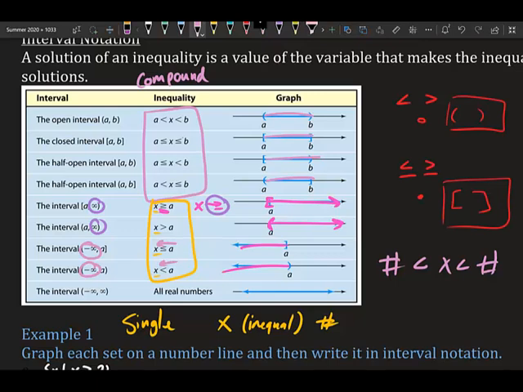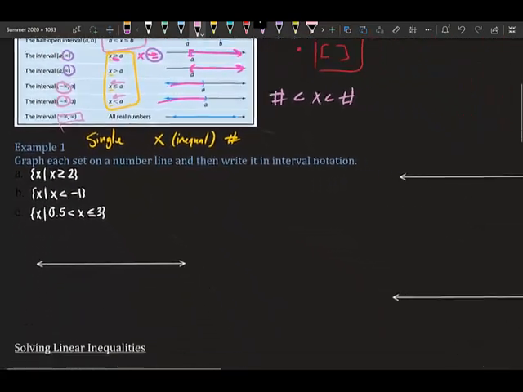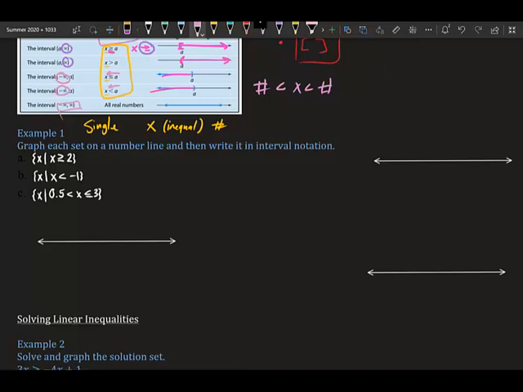If it's all real numbers, that's negative infinity to positive infinity, and it's just a graph on the number line, meaning it can be any variable or any number, and it works. All right, so we're going to graph each solution set on a number line and then write it in interval notation.